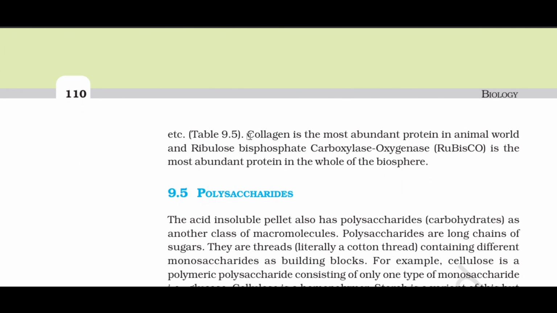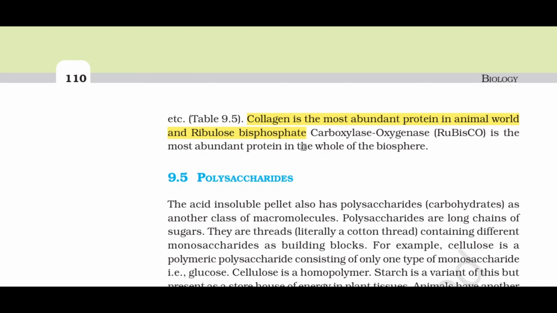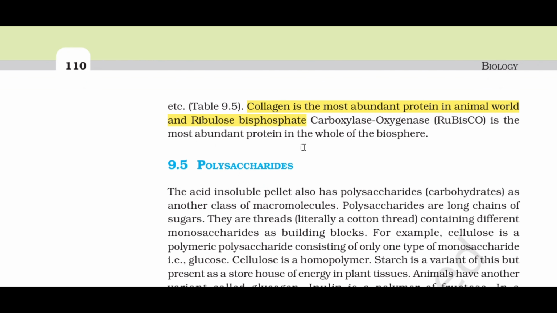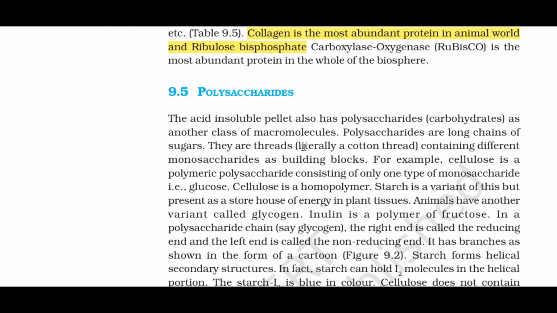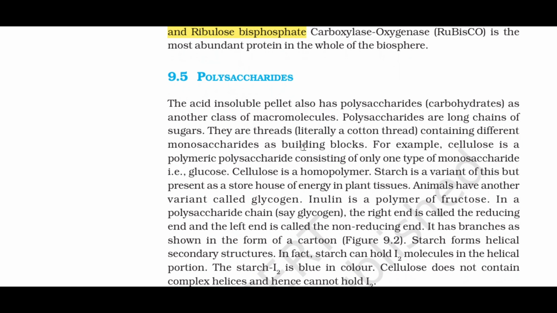Table 9.5. Collagen is the most abundant protein in the animal world, and ribulose bisphosphate carboxylase oxygenase, Rubisco, is the most abundant protein in the whole of the biosphere. Polysaccharides. The acid-insoluble pellet also has polysaccharides, carbohydrates, as another class of macromolecules. Polysaccharides are long chains of sugars. They are threads, literally like a cotton thread, containing different monosaccharides as building blocks. For example, cellulose is a polymeric polysaccharide consisting of only one type of monosaccharide, i.e., glucose.